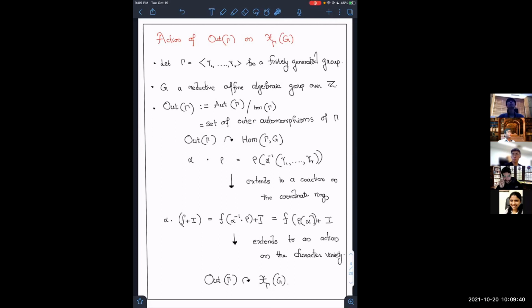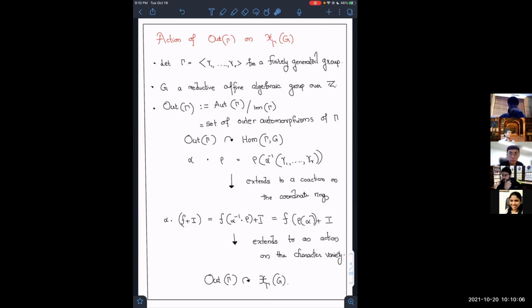And the outer automorphism group, just to recall the definition, is the quotient of the automorphisms of gamma by the inner automorphisms, which are the automorphisms defined by conjugation. It makes sense because we are looking at conjugation orbits, so inner automorphisms are going to be trivial on the character variety anyway.